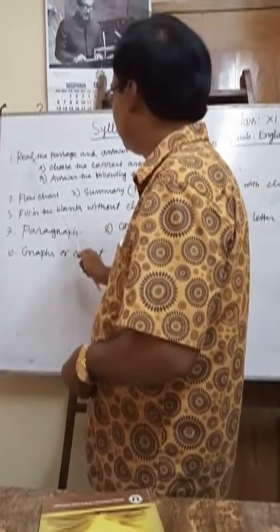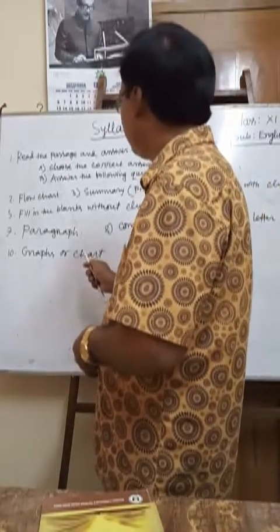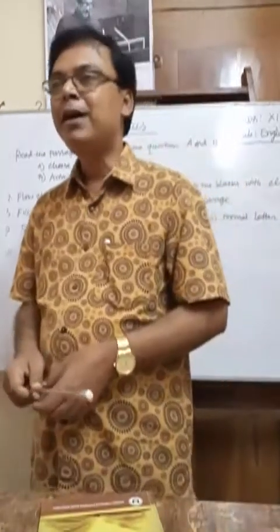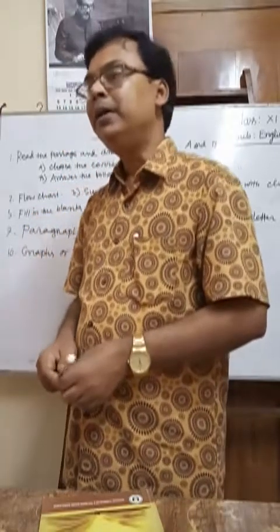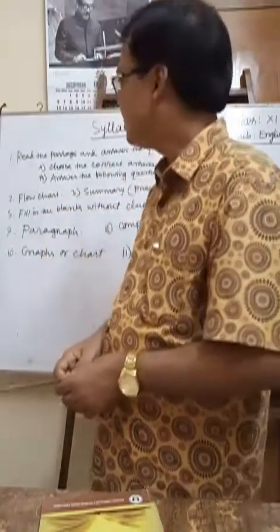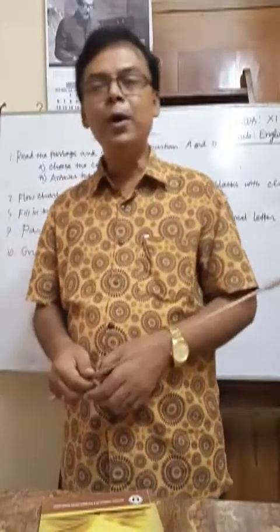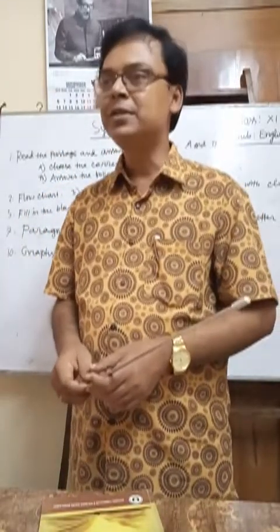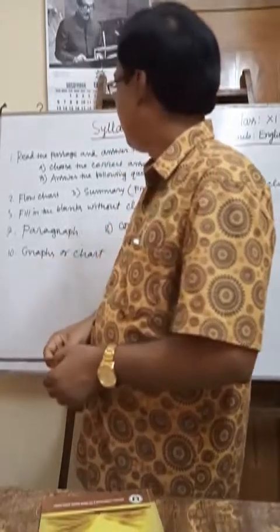You may look that there are 2 terms of questions. Number 1, A, choose the correct answer. That means multiple choice. 1 question, and there will be 4 alternative or optional choices. You will select the correct answer. B, answer the following question. In this item, you have to answer 5 questions from the passage.